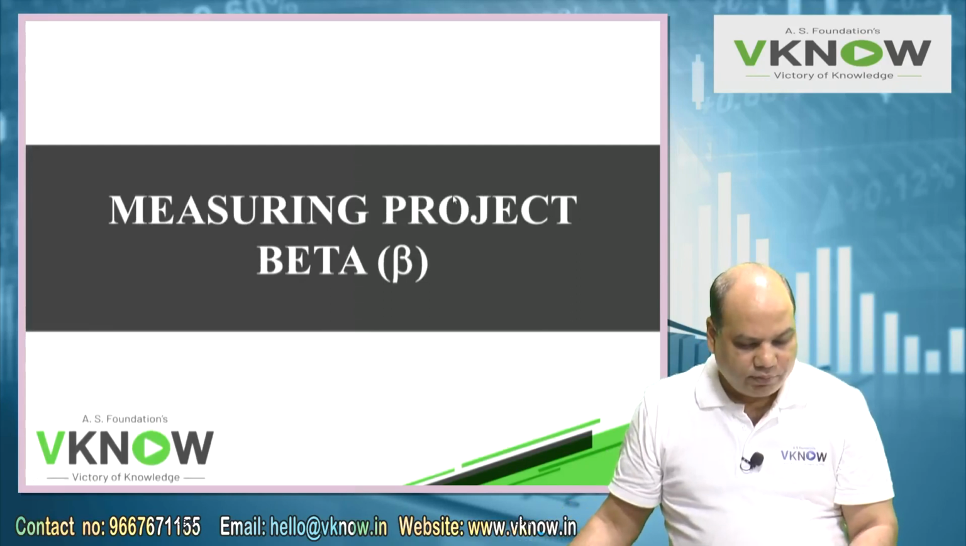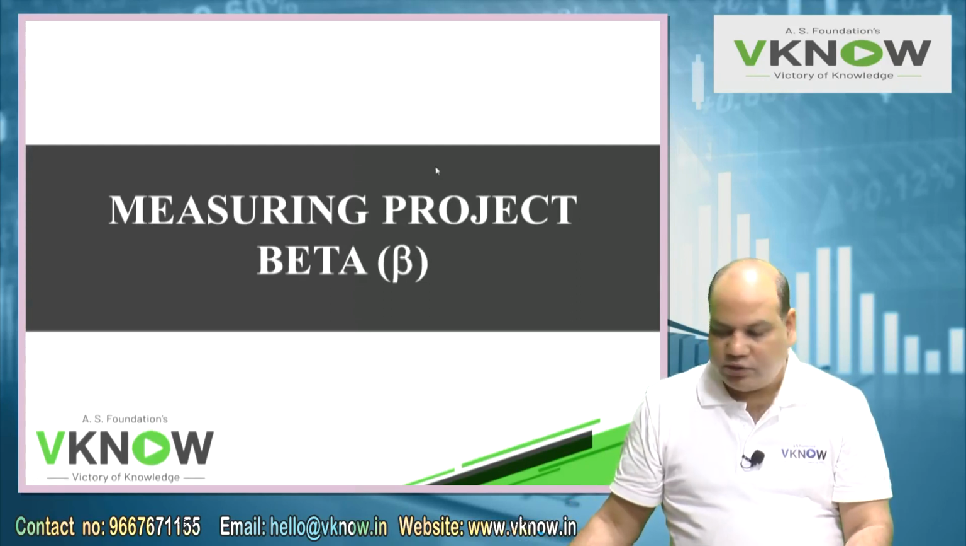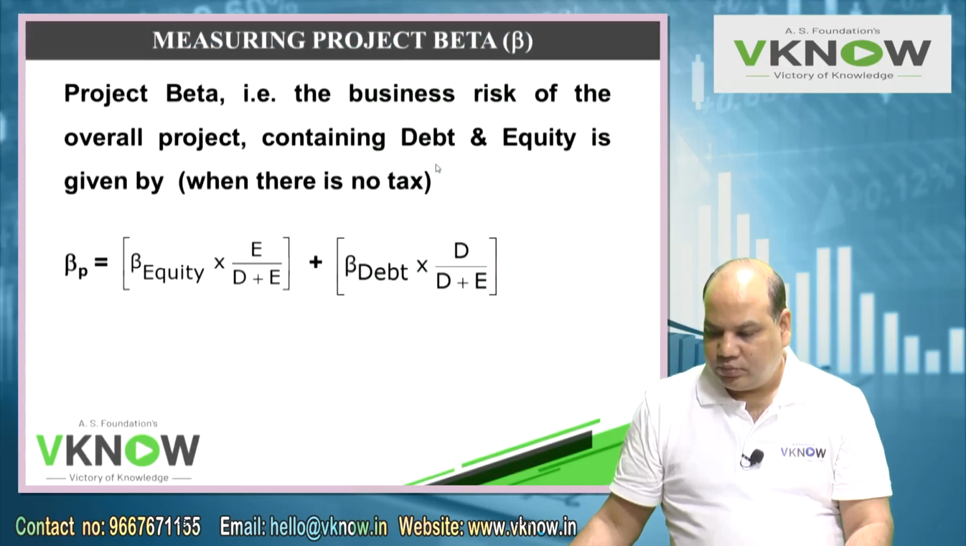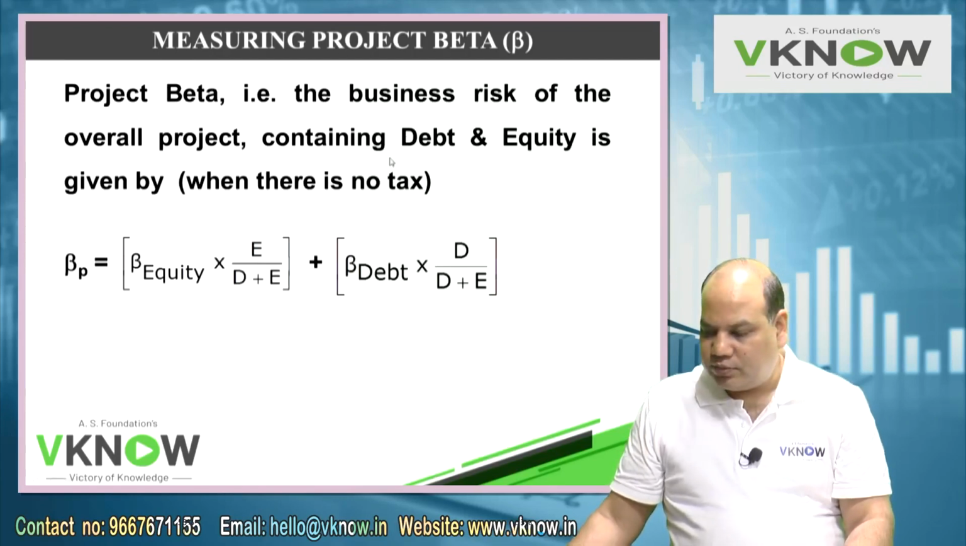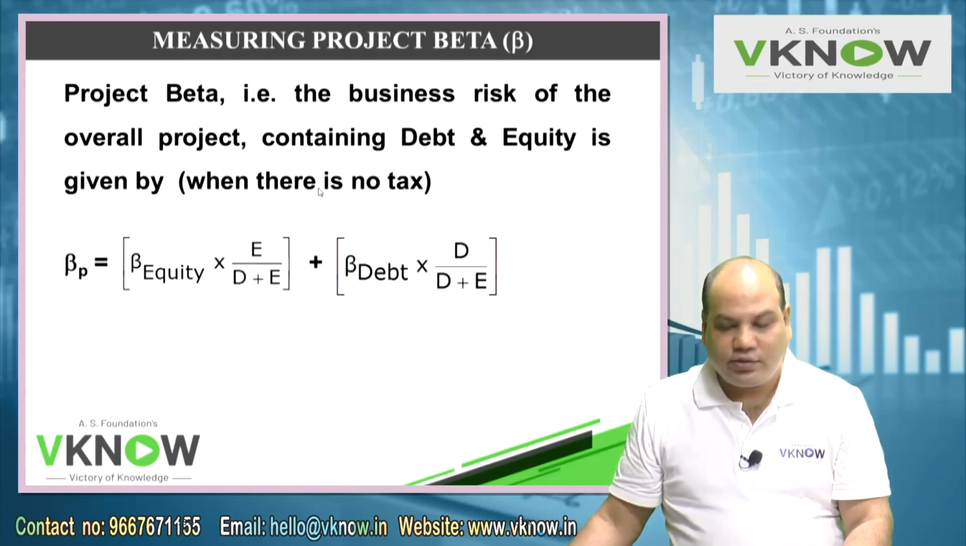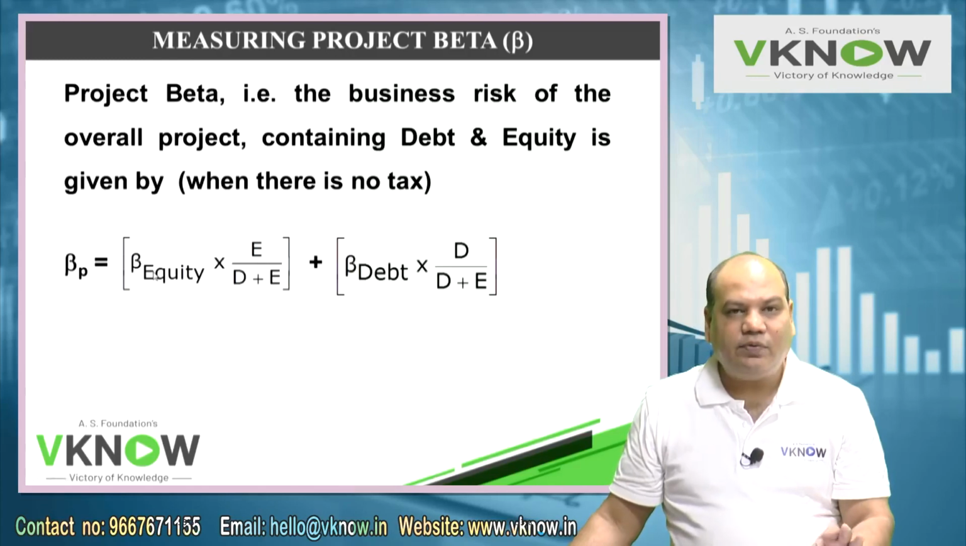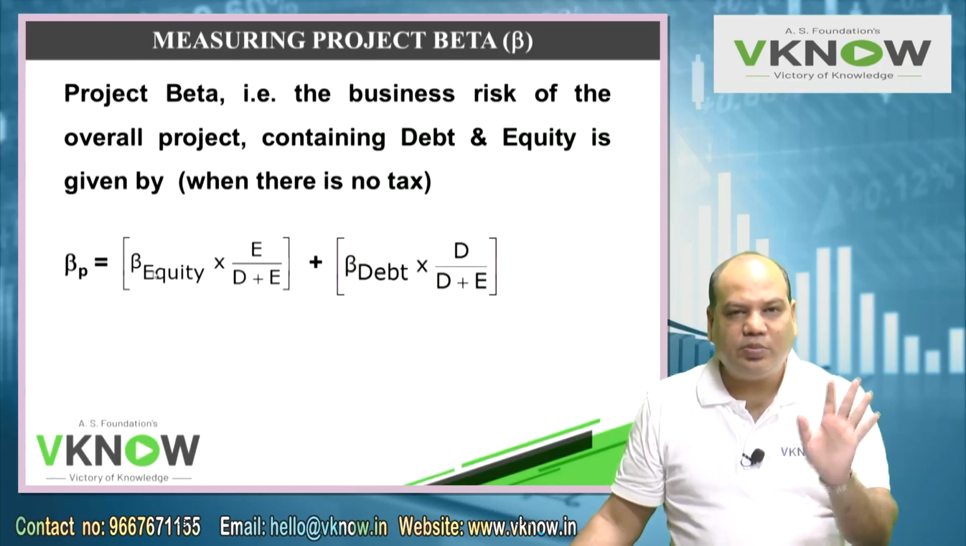Next paragraph is 30, measuring project beta. So there will be questions relating to businesses, and then you have to find out first the project beta. Based on project beta, you may have to compute the project return. So project beta, that is business risk of the overall project, which is financed by debt and equity, and assuming there is no tax, will be weighted average beta of debt and equity beta.